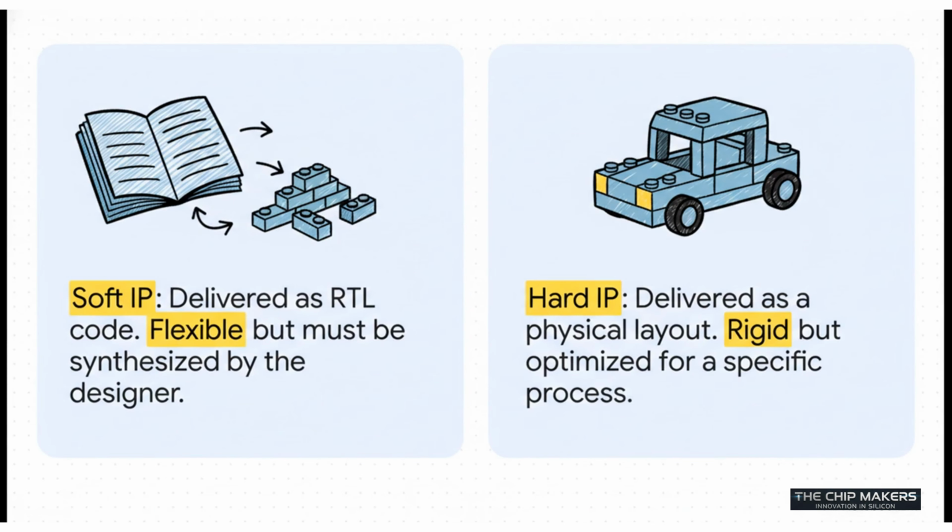Soft IP is kind of like getting the instruction manual for a really cool Lego set. It's the RTL code itself. It's super flexible, you can adapt it, but you have to do the work of building it yourself. Hard IP, on the other hand, is like getting a pre-assembled Lego model delivered to your door. It's a fixed physical layout, so it's rigid, but it's been expertly tuned for the best possible performance. This is what's usually used for the really complex, really critical components, like the main processor core.